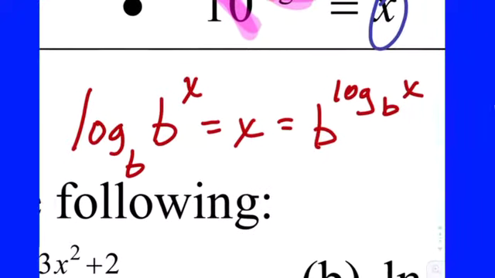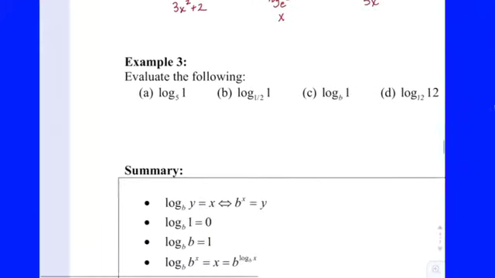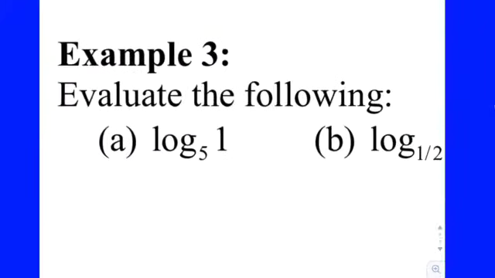Muy, muy importante. ¿Sí? Sí. Sí, ¿verdad? All right.